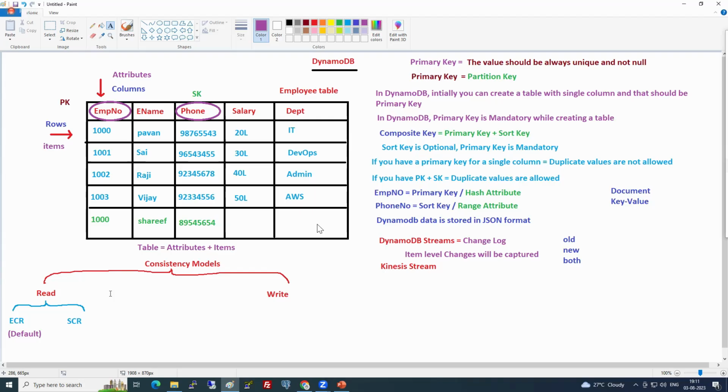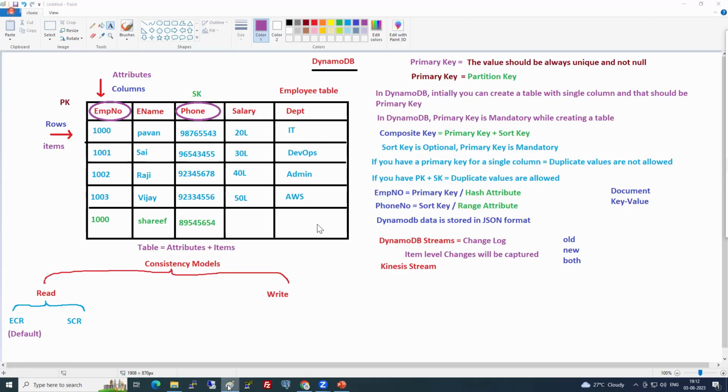ECR means whenever you update any values in the table, you will get it, but a milliseconds delay will be there. But if you use strongly consistent reads, whenever writes are happening, immediately you can read it. Okay. Is it clear till here?